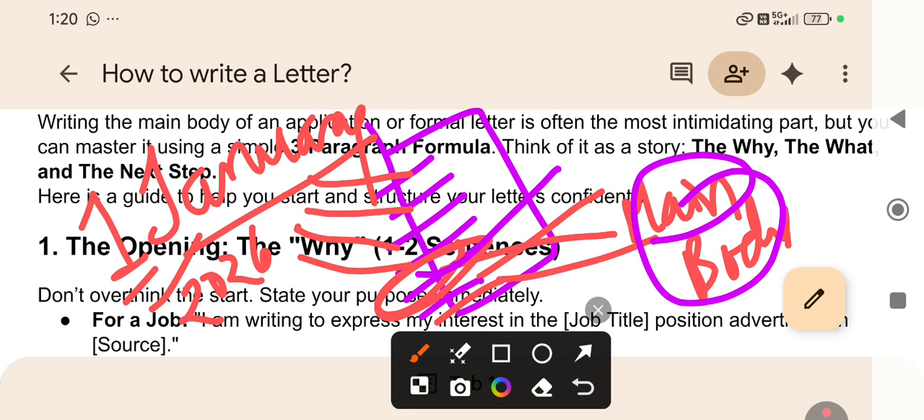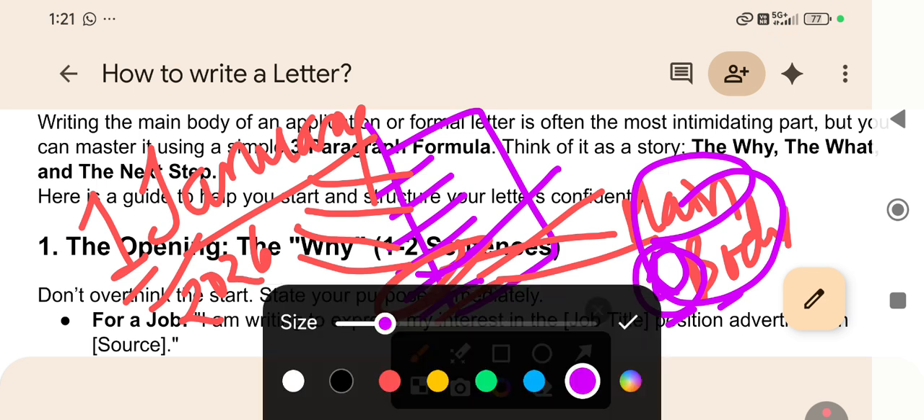Then signature box means first write your name without title. Suppose I am Dr. Swati Singh, but I should not write Professor Dr. Swati Singh. I just have to write first name and last name, Swati Singh. So suppose this is my name. Above my name, I have to put my signature. That is called signature box.